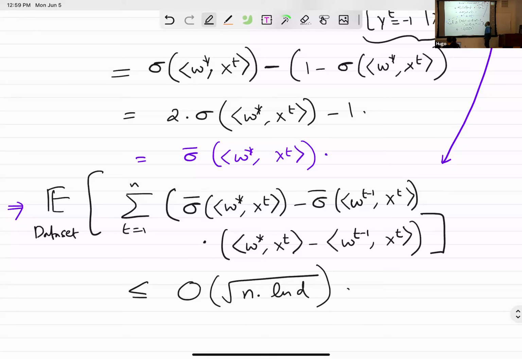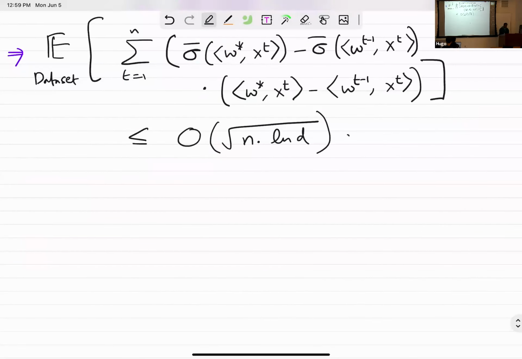Right. So because y itself is a random variable, its expectation was the sigma bar, which is like 2 times sigma minus 1. And what we're getting is the difference in the inner product with sigma applied times the difference in the outer. Okay. This still seems a little messy, far from what we want, which was just a square distance between the sigmoids.